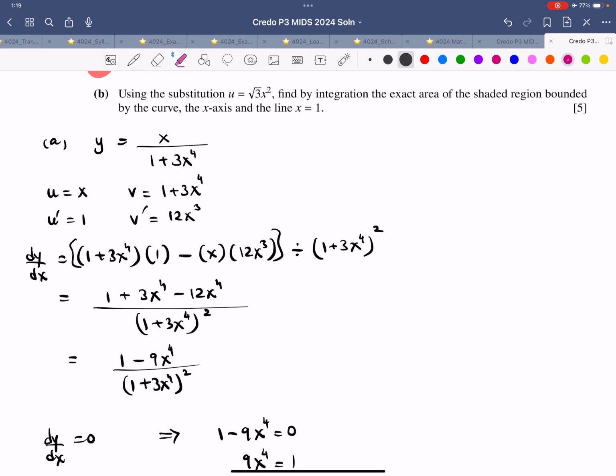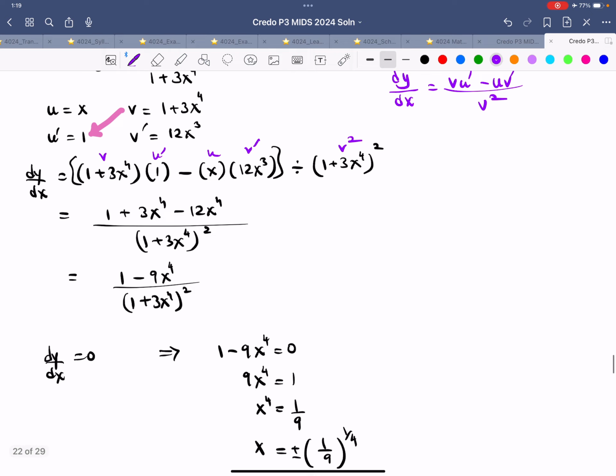And this time we are using the formula of which one? That is the quotient rule. Before we used the product rule. If y is equal to u over v, therefore dy by dx is v u prime minus u v prime over v square. So this is like v. This is u prime, this is u, this is v prime, this is v square. Just have a good look at it.